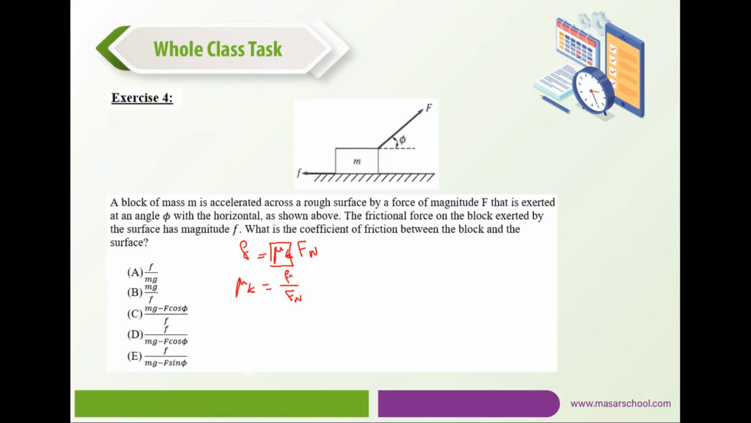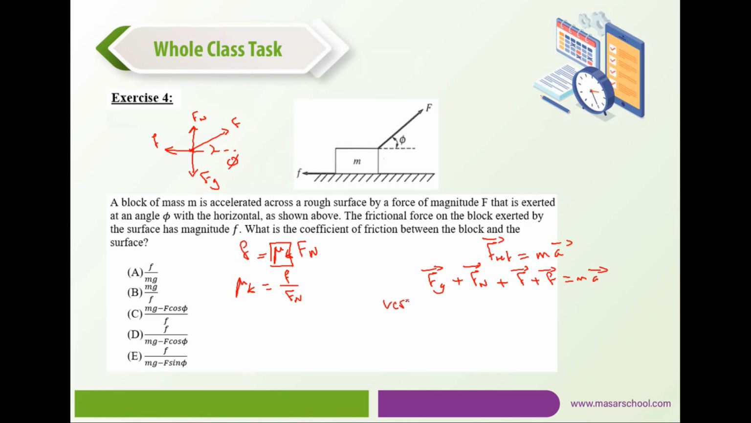The normal push can be determined by considering Newton's second law along the vertical. For this reason, I'm going to say the sum of forces is ma, and I will refer to the same FBD that we have done in exercise 3. We have the pull of gravity, we have the normal push, we have the force F making an angle phi with the horizontal, and we have friction acting left. So that would be the normal push plus the pull of gravity plus capital F plus small f, which is ma, and I will consider this equation along the vertical.